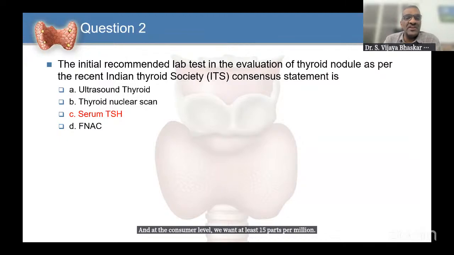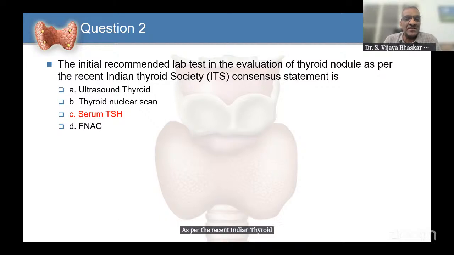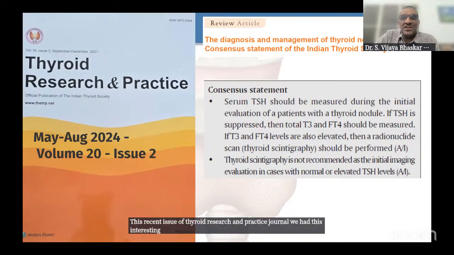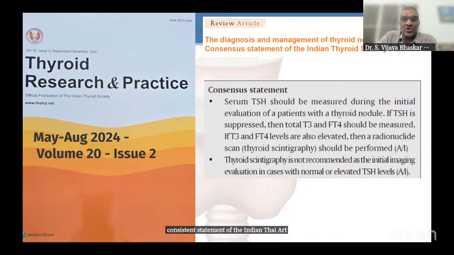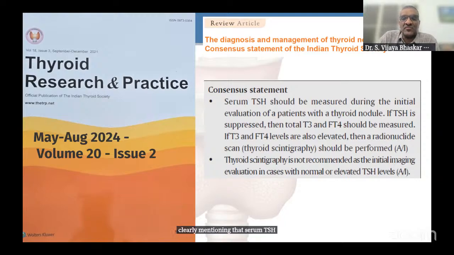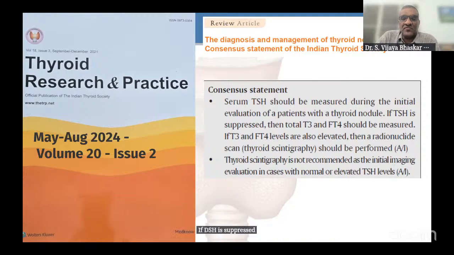The next question was: initial recommended lab test in the evaluation of thyroid nodule as per the recent Indian Thyroid Society consensus statement is ultrasound thyroid, thyroid nuclear scan, serum TSH, or FNAC. The correct answer is serum TSH. In this recent issue of the Thyroid Research and Practice journal, we had this interesting consensus statement of the Indian Thyroid Society for management of thyroid nodules, clearly mentioning that serum TSH should be measured during the initial evaluation of patients with thyroid nodule. If TSH is suppressed, then we do total T3 and free T4.